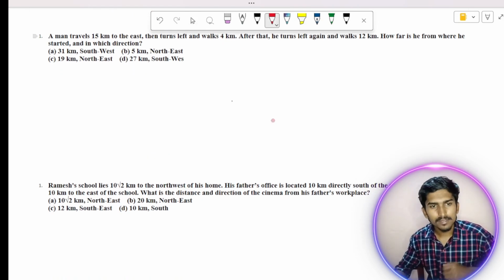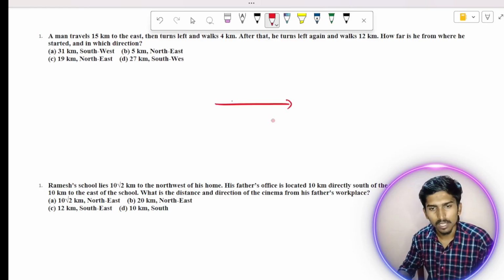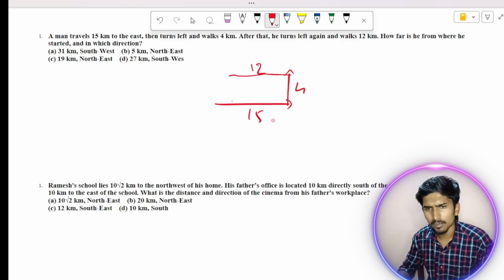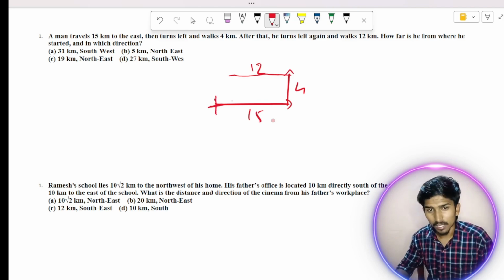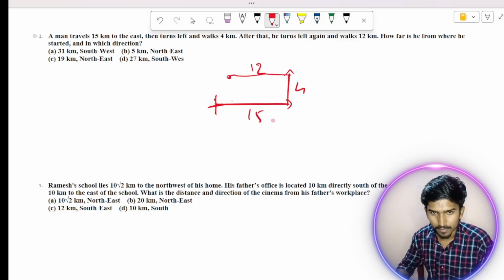A man travels for 15 kilometers to the east. Okay, fantastic. Then turns left. Okay, this is a left. Walks 4 kilometers. After that he turns left again and walks 12 kilometers. See, 12 is somewhat less than 15. How far is he from where he started and in which direction? They are asking from the starting point, how far and what is the distance. We should find from the starting point.